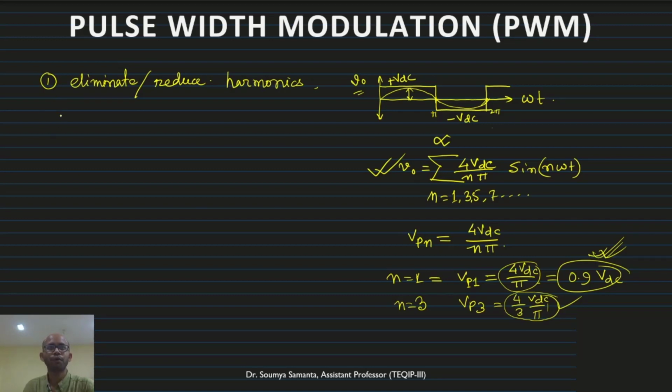So we have to control the magnitude. That is our next objective: control magnitude of AC wave.